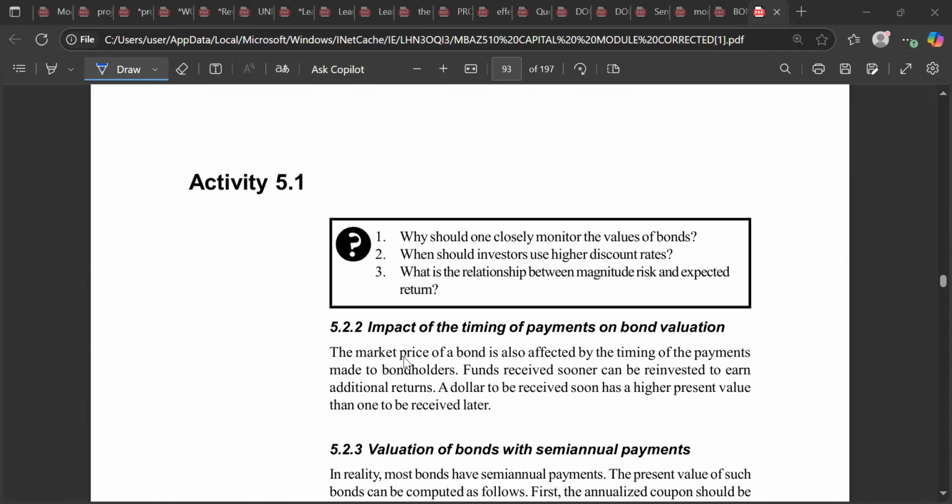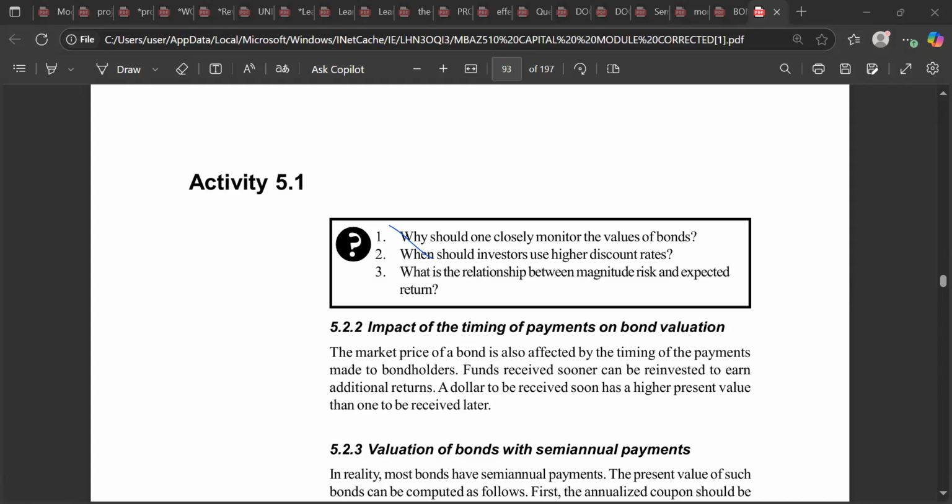Because remember, bond values are affected by the market condition, right? So monitoring the value of the bonds will help us detect interest rate movements. It also helps us know our investment performance and strategy, as well as conduct our risk management and regulatory compliance. Are we okay there?